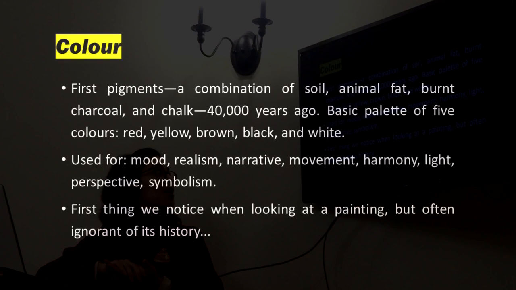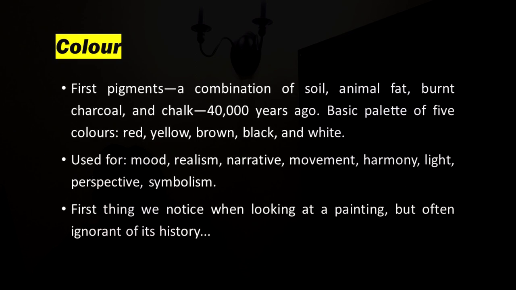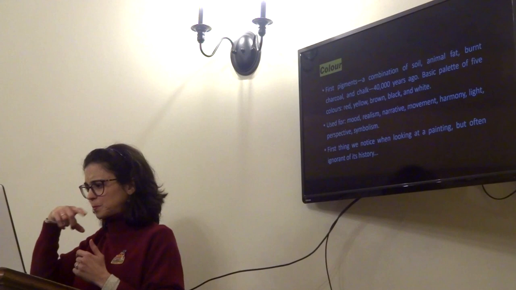Now, color. The first cave artists created the first pigments out of a combination of soil, animal fat, burnt charcoal and chalk around 40,000 years ago. So they had a basic palette of five colors: red, yellow, brown, black and white. Color is used in a variety of ways. It can be used to create a certain mood, to achieve more realism, to serve the narrative by guiding the eye towards the focal points, like we've seen before, to create perspective as well, to make the image more harmonious in the eye.